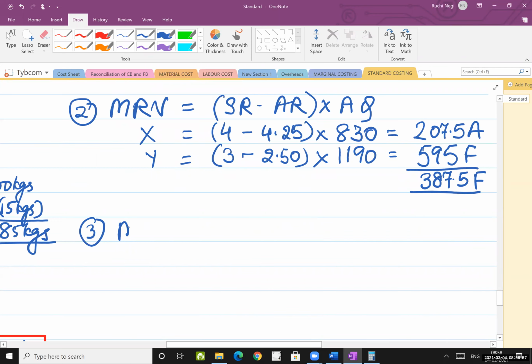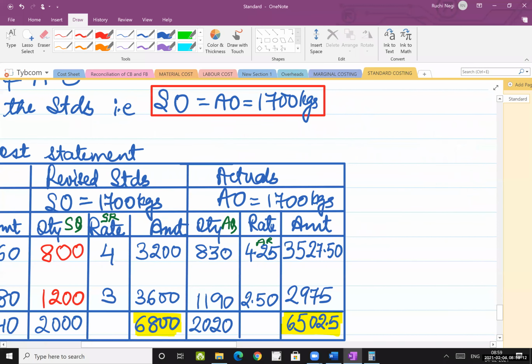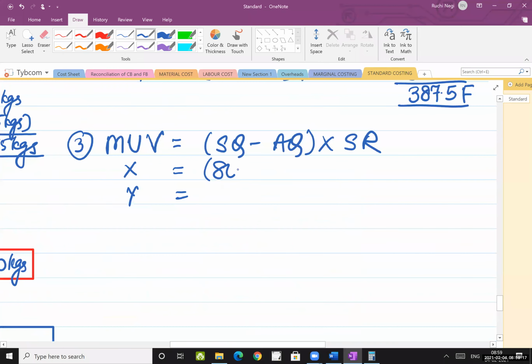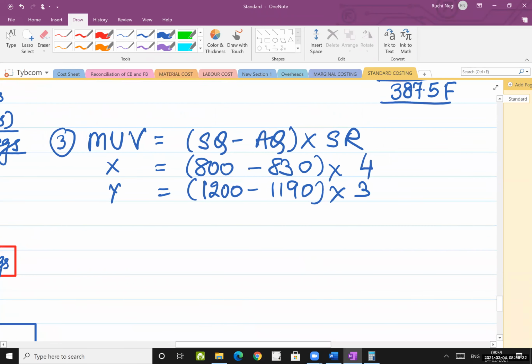Then third, material usage variance: standard quantity minus actual quantity into standard rate. Same, X and Y, because I have two raw materials. My standard quantity is how much? 800 and 1200, minus 830 and 1190, multiplied with the standard rate, 4 rupees and 3 rupees. Okay, solve this.